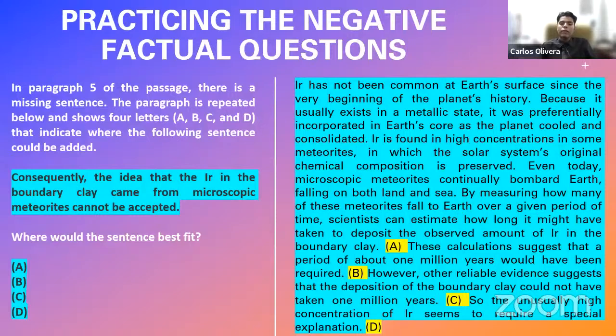Okay, so later it says, these calculations suggest that a period of about 1 million years would have been required. However, older reliable evidence suggests that the deposition of the boundary clay could not have taken 1 million years. So the unusually high concentration of air seems to require a special explanation. So that's a paragraph. Notice that in our paragraph, there are some letters highlighted with yellow.